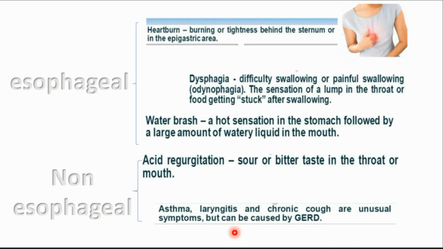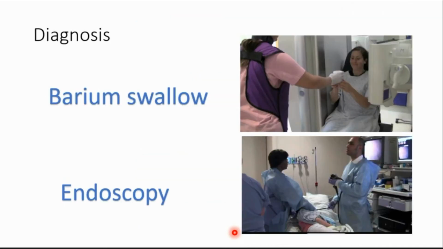So let's move toward the diagnosis. How are we going to diagnose it? The first is the barium swallow. In this, a solution of barium sulfate is given through the mouth and radiographic images are taken. The second is endoscopy, in which a handheld camera with a light source in the form of tubing is passed through the mouth into the gastroesophageal junction to see the pathology.